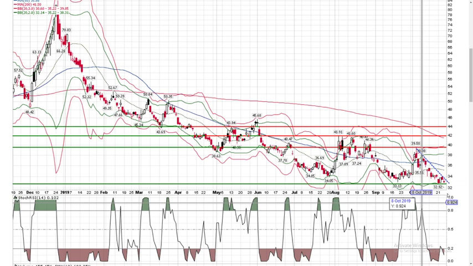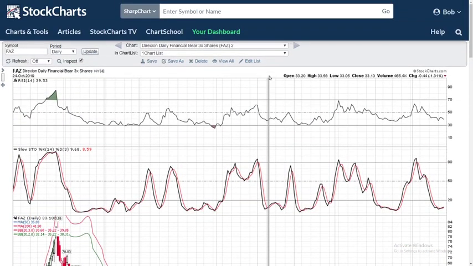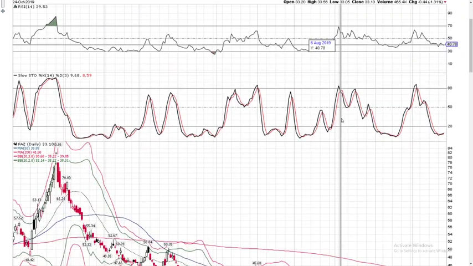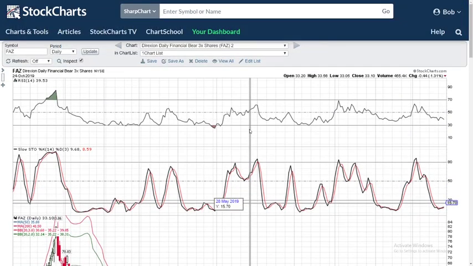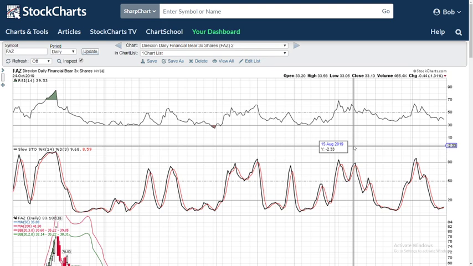But we need to see a breakout above $34 per share before I admit that I'm wrong here. But I'm certainly open to the market telling me I don't know what I'm doing. And it wouldn't be the first time. So FAZ, I would not be a part of right now. The market is telling us that you would be wrong, probably. What else do we have out here?